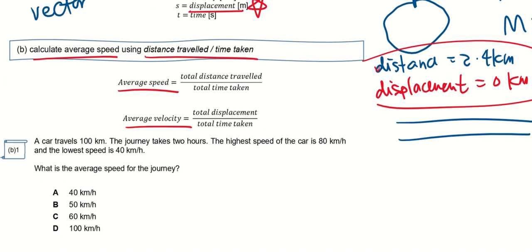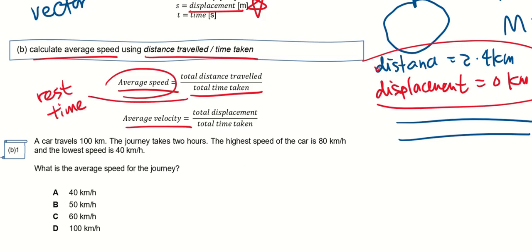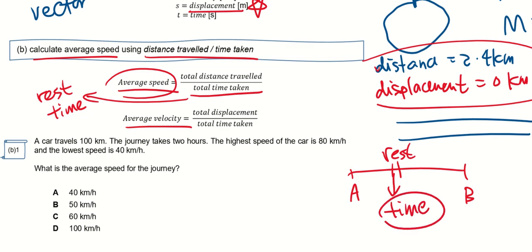Now, for average speed, you need to take note of the rest time as well. That means your total time needs to take into account any rest time. If I go from point A to point B, and in between I have a rest period, let's say I rest over here, I need to include that timing in my calculation for average speed.